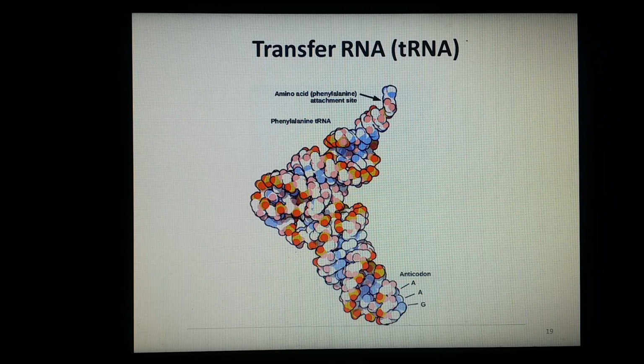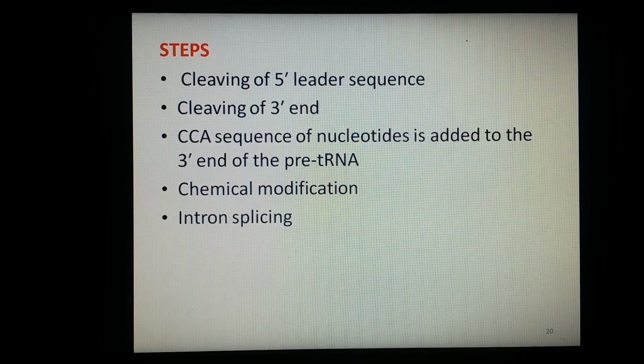Now let's discuss the steps involved in processing to convert the pre-transfer RNA to a mature transfer RNA. Five steps are involved to convert the pre-transfer RNA to the mature transfer RNA, and the first step is the cleavage of the 5' sequence. The 5' end of the pre-transfer RNA is called the 5' sequence and it is cleaved off. The second step is that the 3' end of the pre-transfer RNA is cleaved.